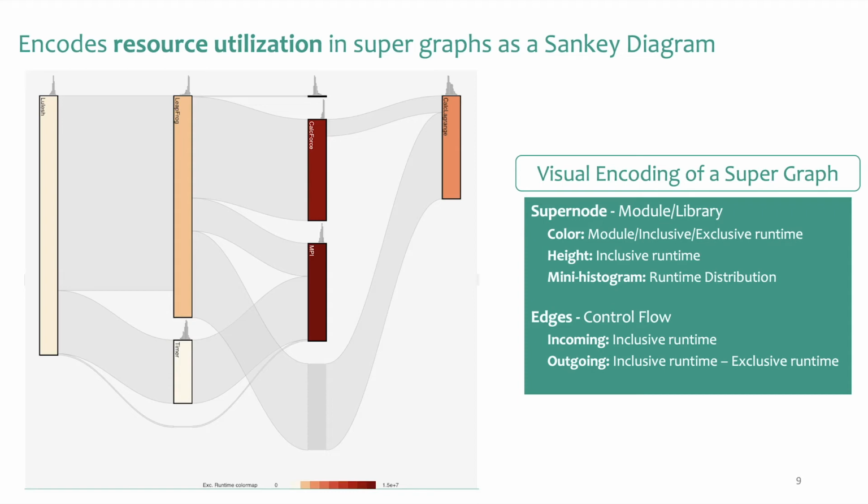Hovering over a node reveals detailed information of the call sites inside a particular supernode and their properties. Further, each node in the supergraph is embedded with a mini histogram that shows the process distribution. This histogram allows the user to spot load imbalances among processes across different supernodes.